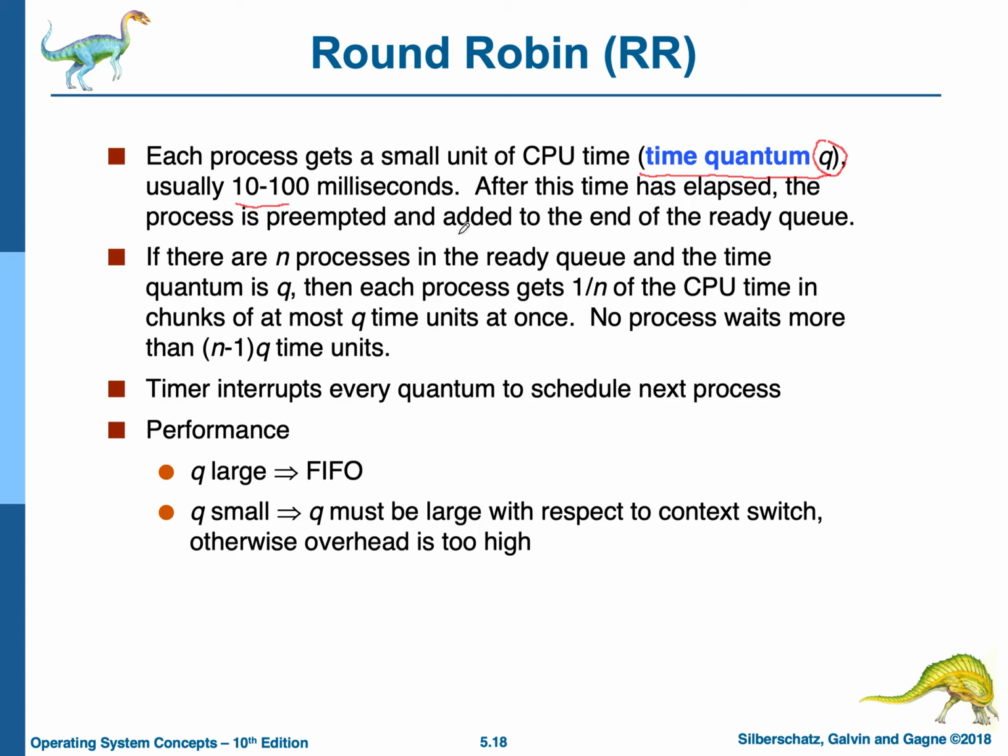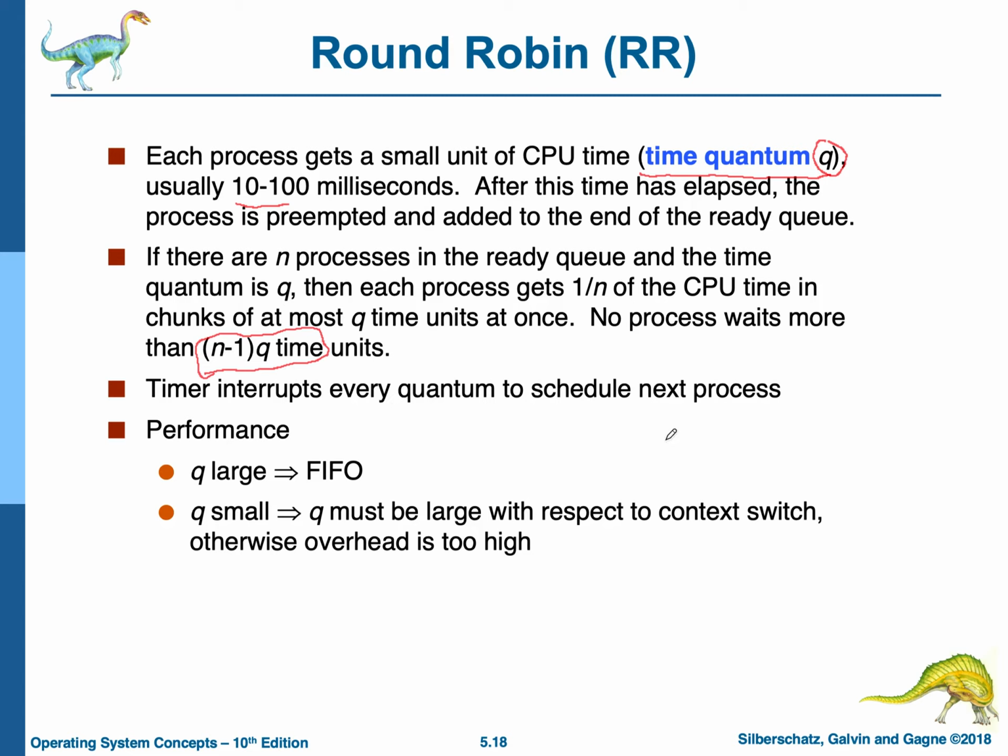Round robin works on rotation, where every process is assigned a particular amount of time, which is the time quantum. If there are n jobs, then the maximum waiting time will not grow beyond (n minus 1) q.